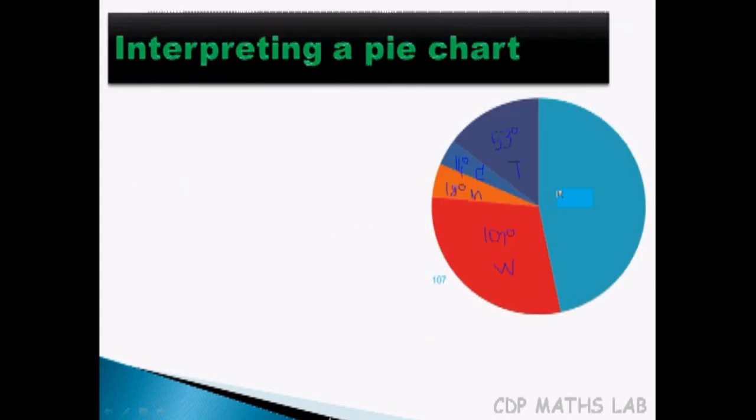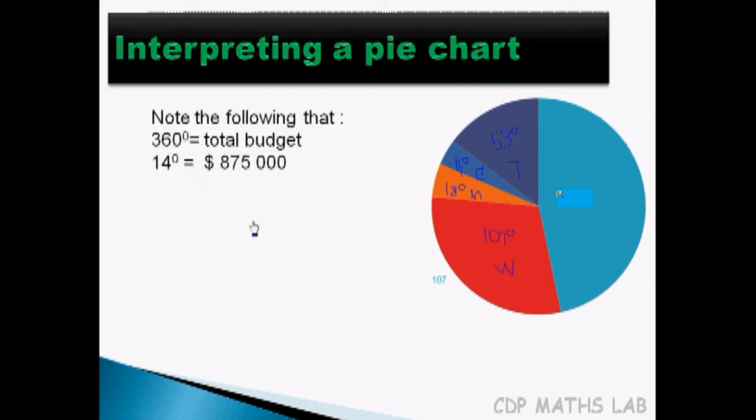All right. Note the following, that 360 degrees represents the total what? Budget. So here you have an entire circle. So your total budget is represented by 360 degrees. Now 14 degrees represents what? $875,000, which is the amount spent on electricity, which is E.